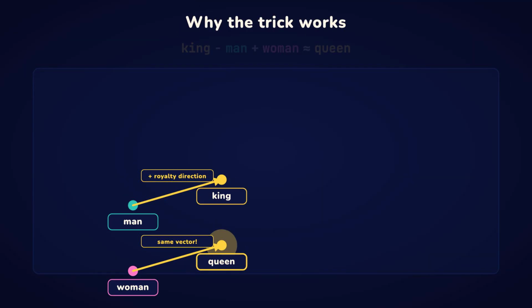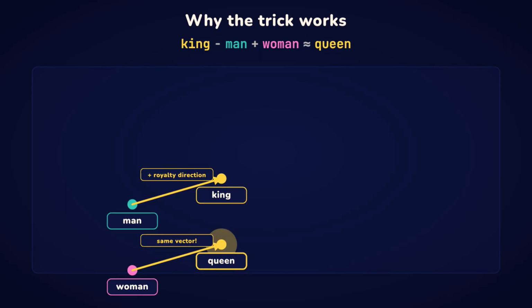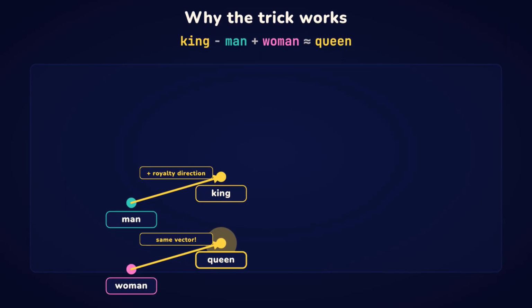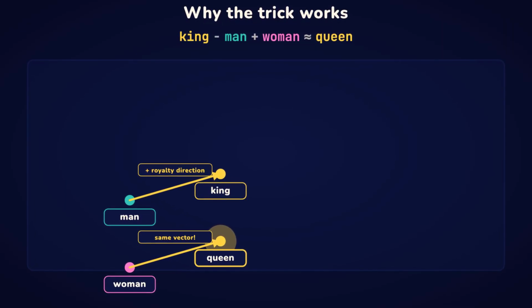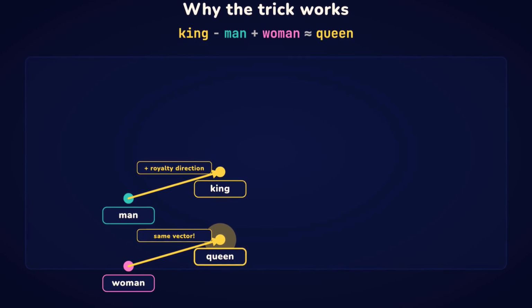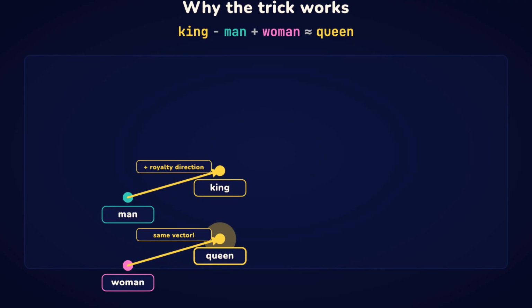And why does this work? Because the embedding was trained on billions of sentences. The model noticed that king relates to queen the same way that man relates to woman. That relationship became a fixed direction in space, which is the royalty direction or the gender direction.